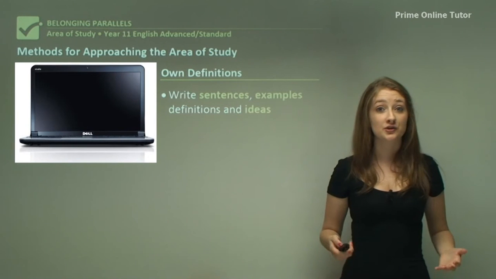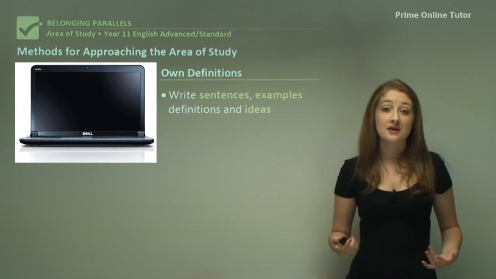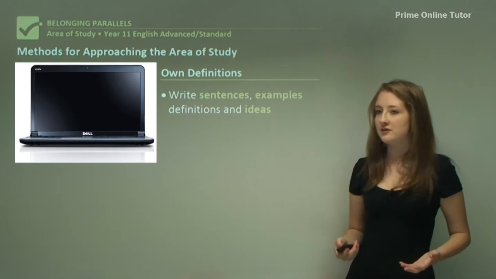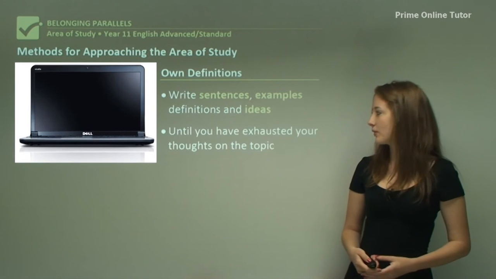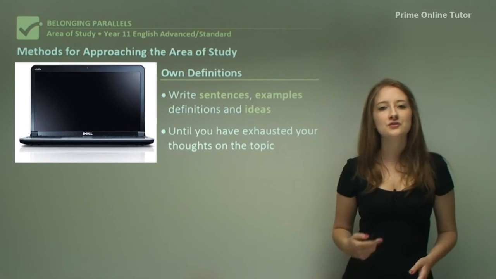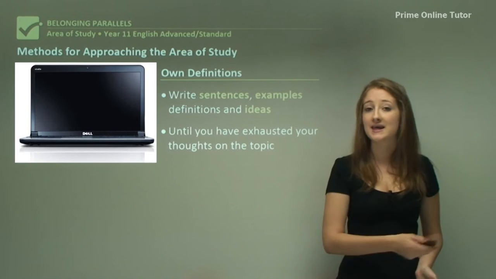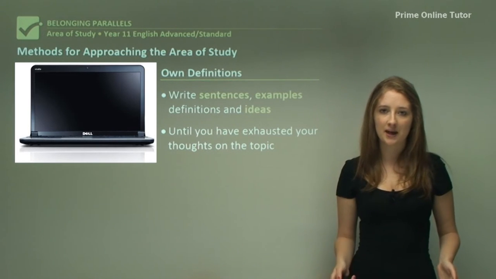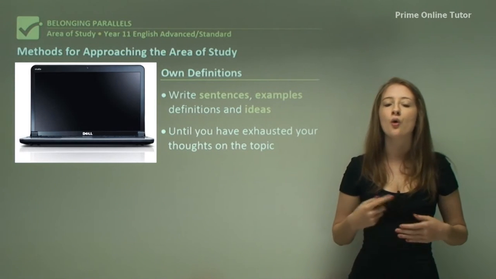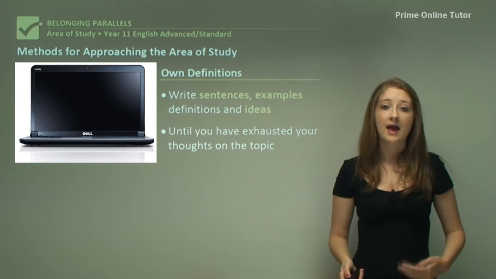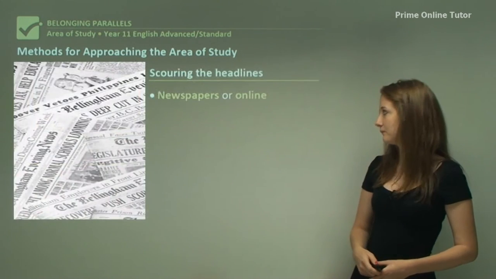The third technique which you need to use is creating your own definitions. Now, you can write sentences, examples, definitions and ideas based on your evolving view of belonging. And you need to do this until you've exhausted all your ideas about the topic. So basically just sit down with a notepad and get everything you can think of down on the page, like literally a brain dump onto the page, which is going to ensure that all your ideas are recorded and that you can use these to then go on to create a sophisticated thesis.